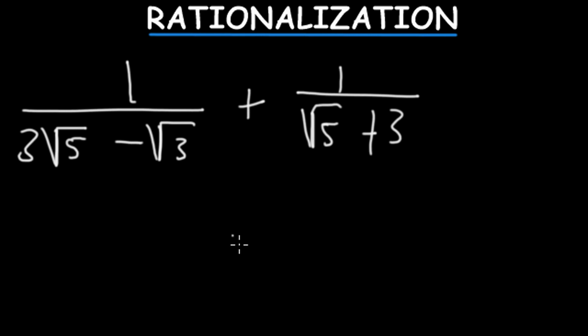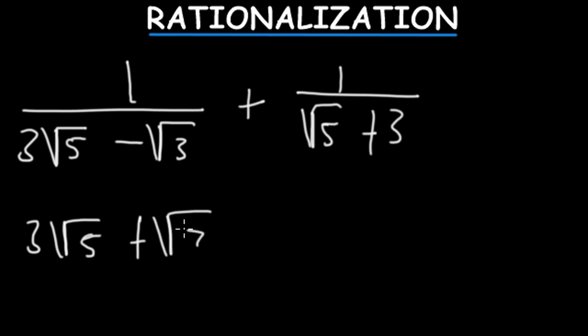The first thing we need to consider doing is to multiply both the numerator and denominator with the conjugate surd of the denominator. So for the one at the left hand side, the conjugate surd of the denominator will be 3 root 5 plus root 3. While for the one on the right hand side, its conjugate will be root 5 minus 3. So let's multiply both numerator and denominator with this particular surd respectively.